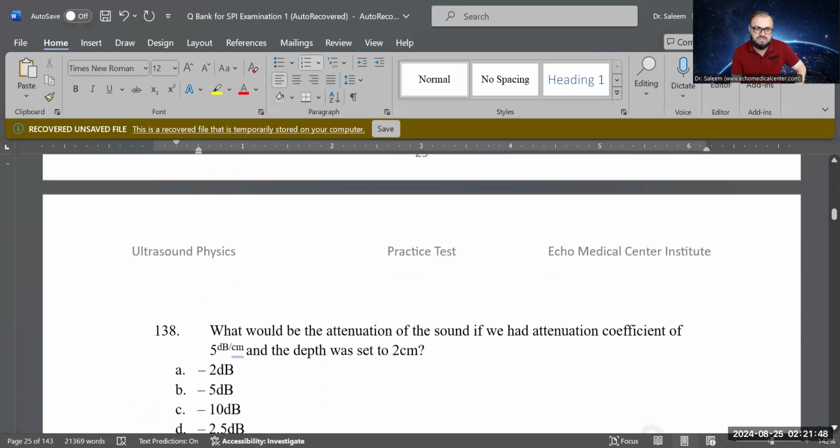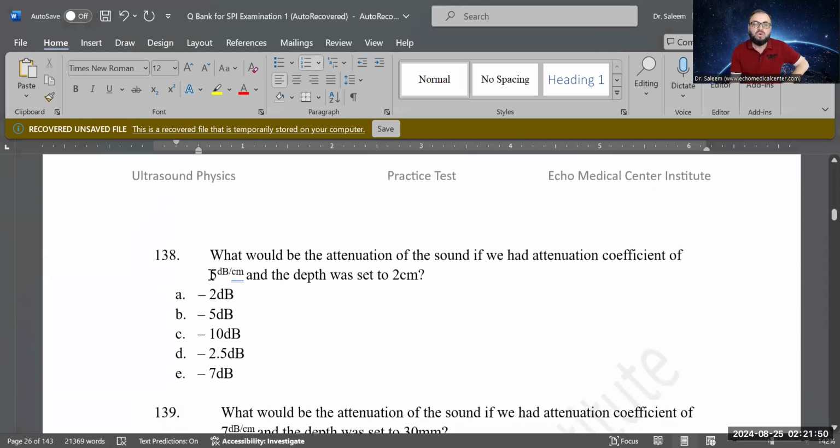This question is asking what would be the attenuation of sound if we had an attenuation coefficient of 5 decibel per centimeter and the depth was set to 2 centimeters. Now, this question also needs a formula. If you remember the formula, it's a lot easier to calculate and choose the correct option. The options are minus 2 decibel, minus 5 decibel, minus 10 decibel, minus 2.5 decibel, and minus 7 decibel. What do you think?